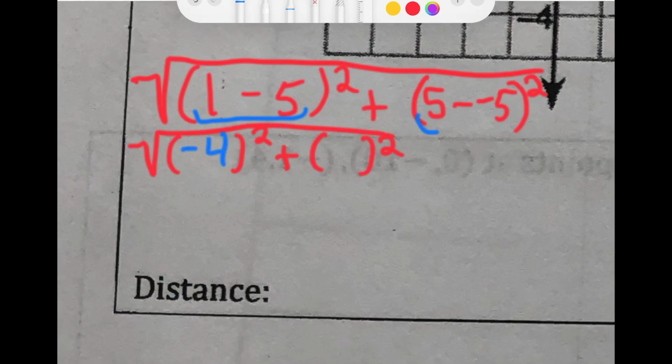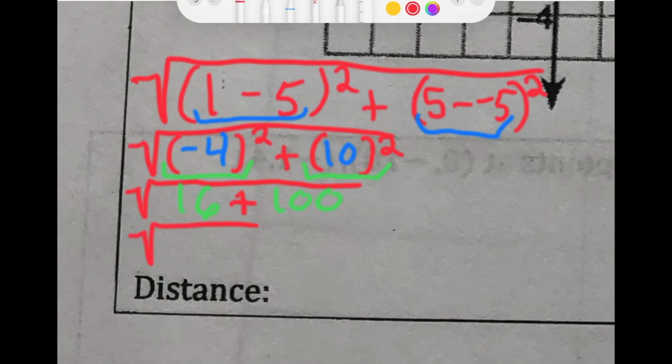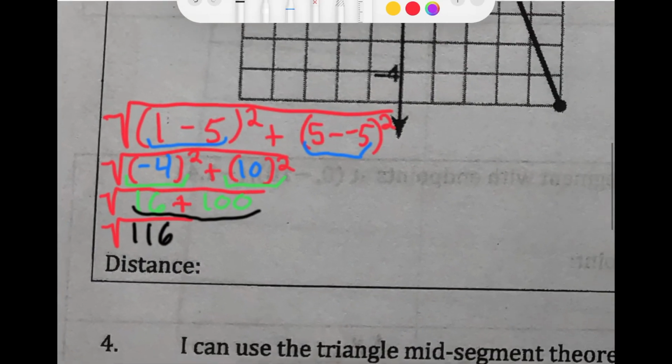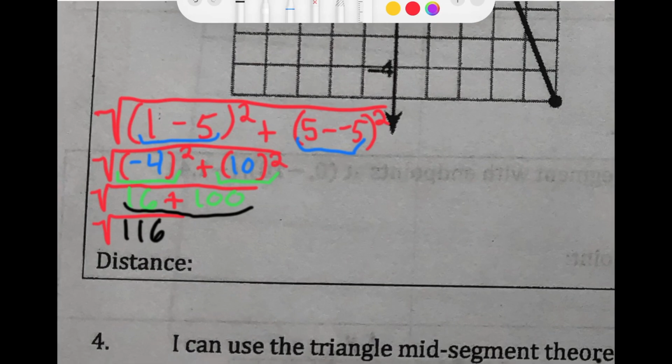So I get -4, and I get 10. Again, going to keep the square root, going to keep the addition, but now I'm going to simplify the squares. So I get 16 and 100. Going to keep the square one last time. And I'm going to simplify the addition. So I get 116. So I have the square root of 116. I'm going to simplify that.